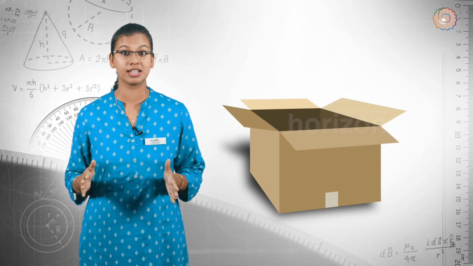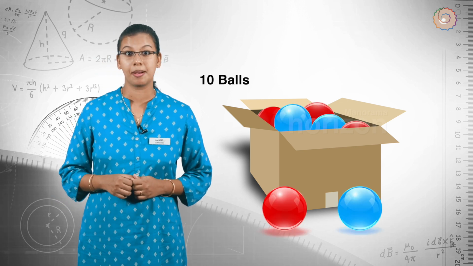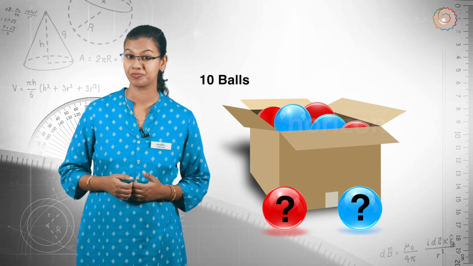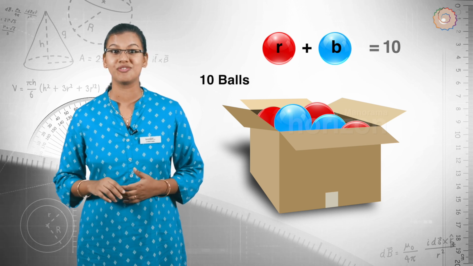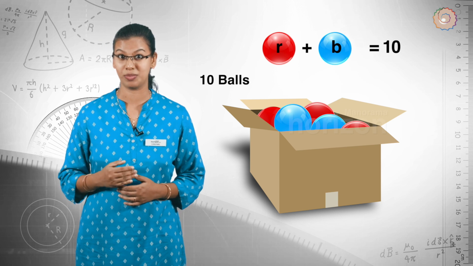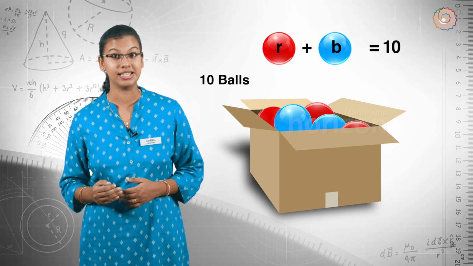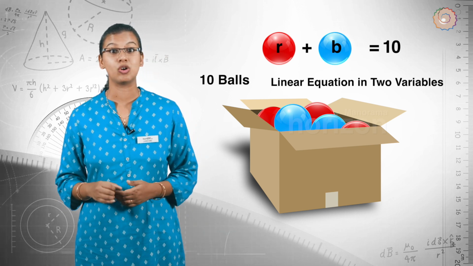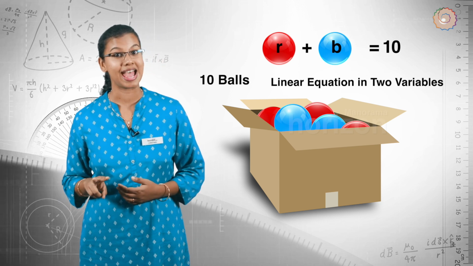Suppose in a box there are 10 balls of two colors, red and blue. But can you say how many red balls and how many blue balls are there? Well, you know that the sum of the balls of two colors will be 10. And if we consider R as the number of red balls and B as the number of blue balls, then mathematically we can write it as R plus B equals 10. Now this is an example of a linear equation in two variables R and B.